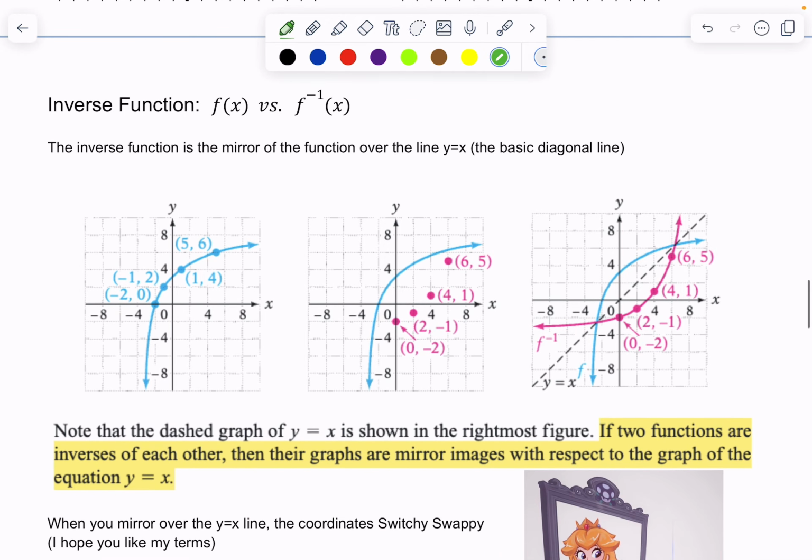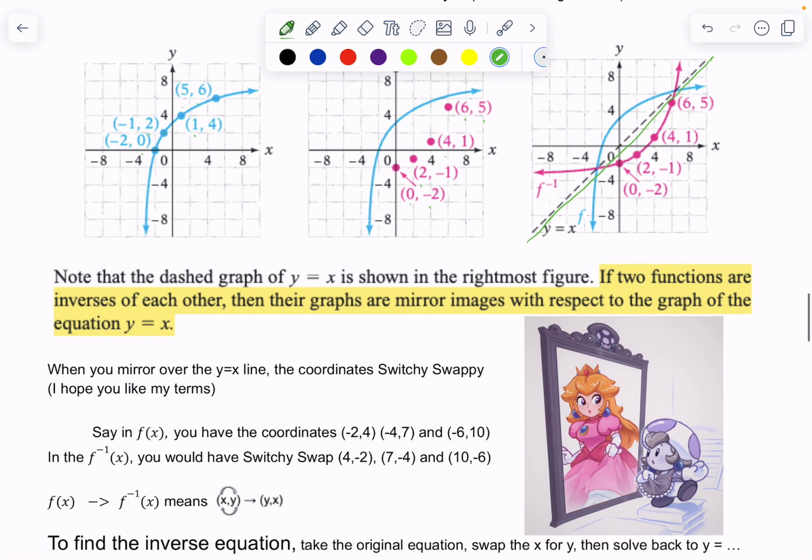Inverse functions. The inverse function is the mirror of the function over the y equals x line, the basic diagonal line. Here's that basic diagonal line. And all the points have matched accordingly. So had you had (0, -2), (0, -1), (2, 1), (4, 5), (6...), the matching inverse points would be (0, -1), (2, -1), (4, 1), (6, 5). If you notice, they just swapped the x and the y location.